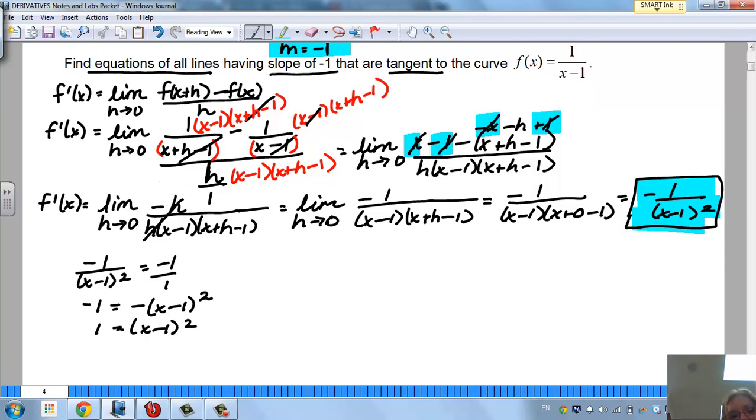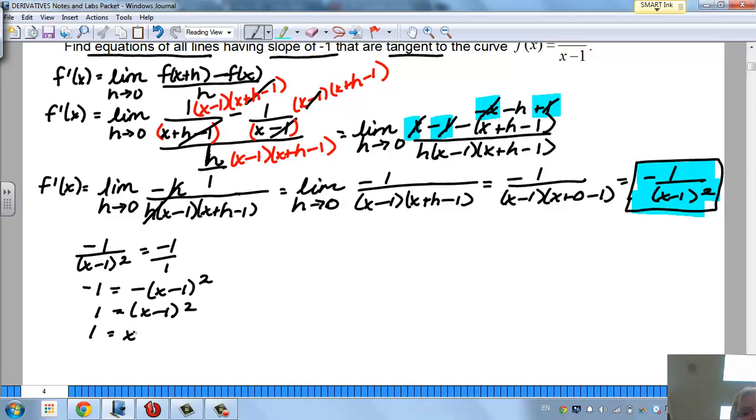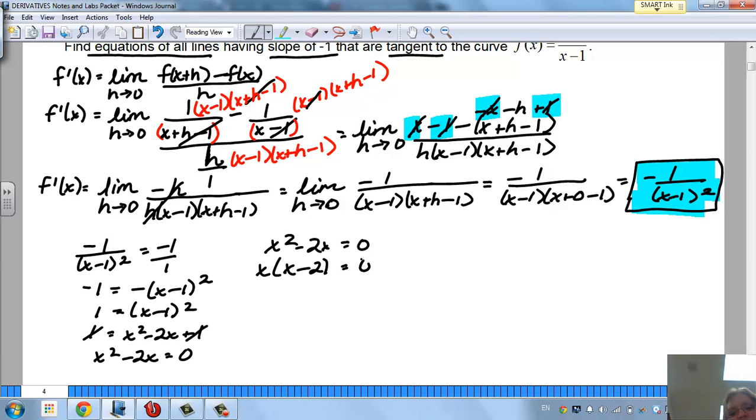Okay, so I have 1 equals x squared minus 2x plus 1. Now the 1's are going to cancel, so I end up having x squared minus 2x equals 0. I want to find what x's I have, so I'm going to factor out an x. I have x times (x minus 2) equals 0. Make your big T, so x equals 0 and x minus 2 equals 0, so x equals 2. So I actually have 2 points where this happens. I have it at 0 something and at 2 something.